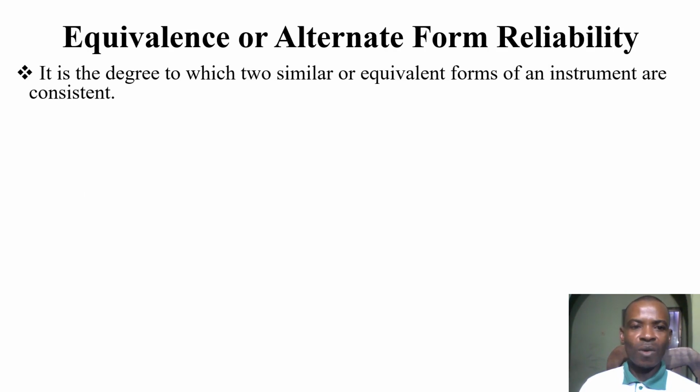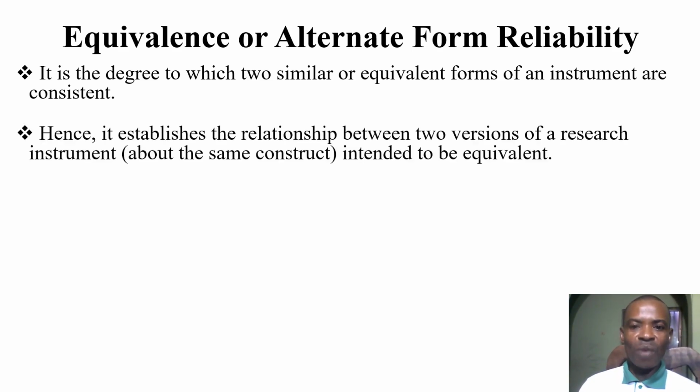Let's look into the second type enlisted here, which is the alternate form reliability, or you call it the equivalent form reliability. It is the degree to which 2 similar or equivalent forms of an instrument are consistent. Remember, in test-retest is just one particular instrument that is administered twice to a group of persons. But here, 2 equivalent forms of an instrument are administered to a group of persons.